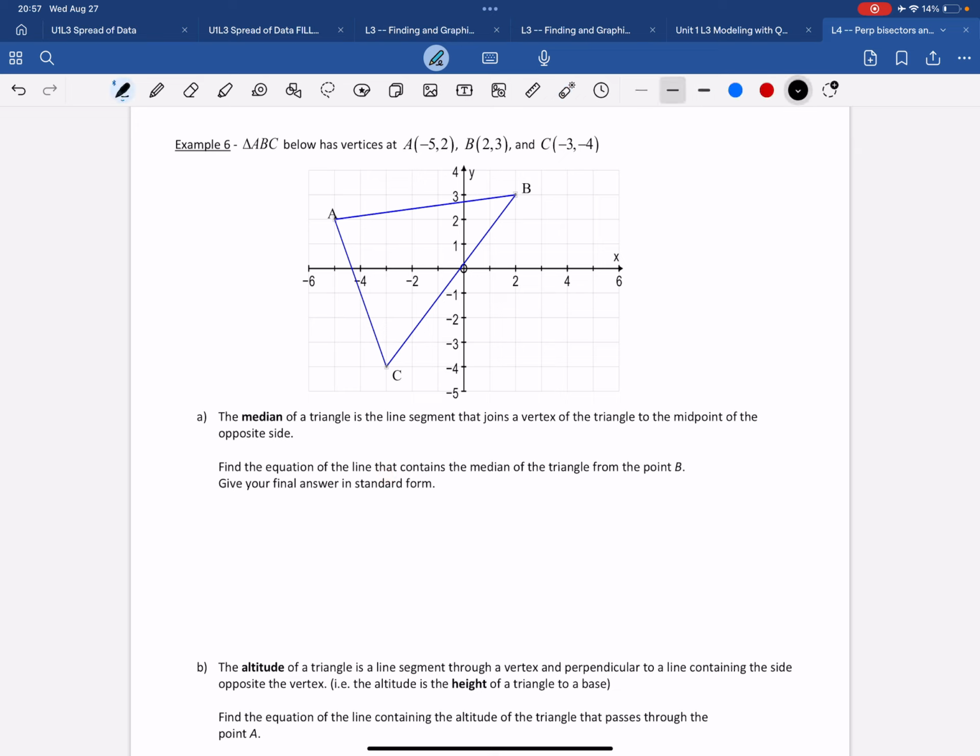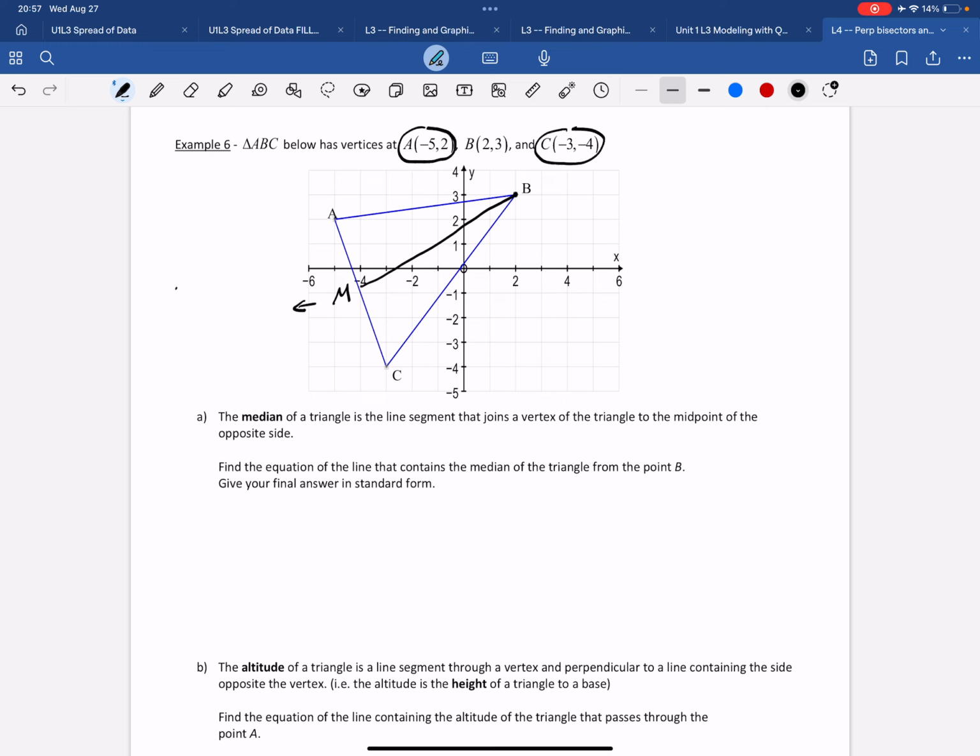So what we want to do is start at B, and we want to go across to side AC, and we want to find the midpoint, right? Because the median has to go to the midpoint of the opposite side. So the coordinates of that point are going to be the averages, the midpoint of A and C.